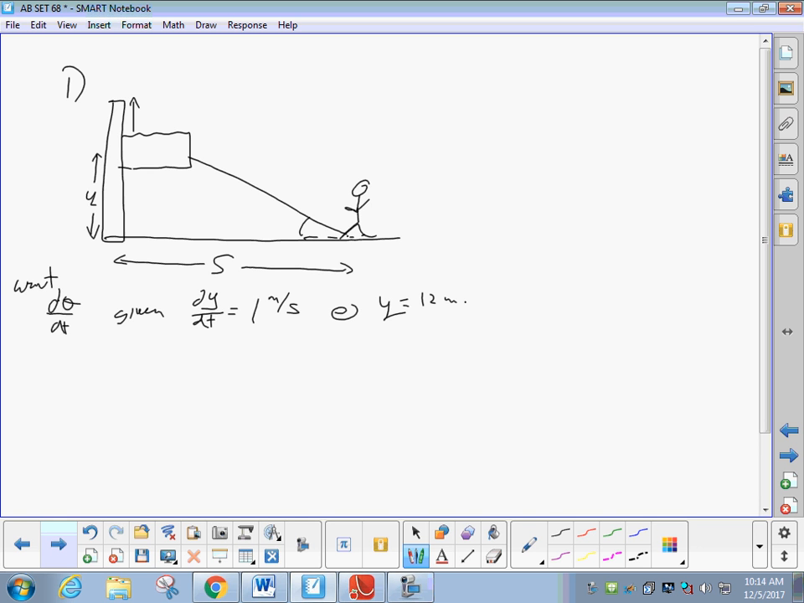Okay, so what's the trig relationship you use between the variables theta and y? Sine, cosine, tangent, Pythagorean theorem? Tangent it is. Tangent of theta equals opposite y over adjacent 5. Differentiate with respect to time. Secant squared theta d theta dt equals 1/5 dy dt. Solve for d theta dt.